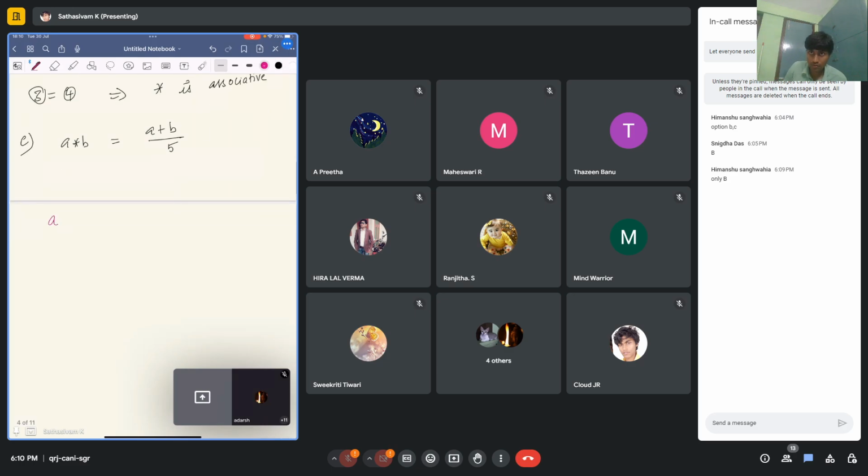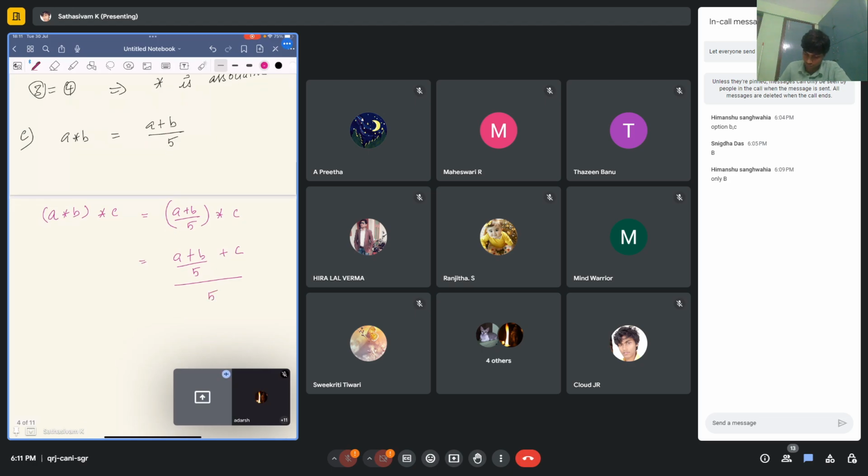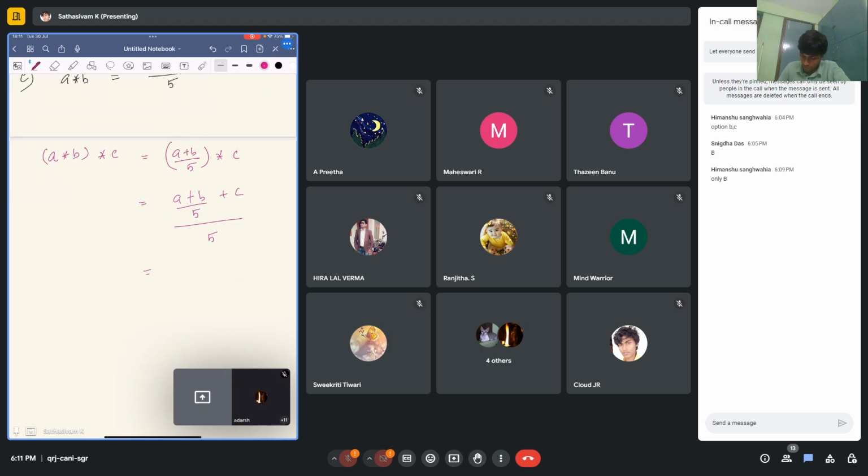Let's compute. So A star B star C. If you compute, what you will get is (A plus B by 5) star C. This is nothing but (A plus B by 5) plus C by 5. So this is (A plus B plus 5C) by 5.